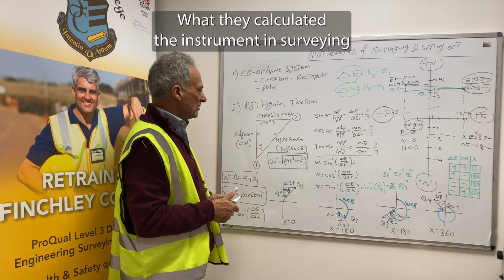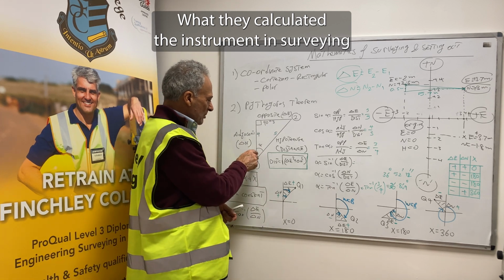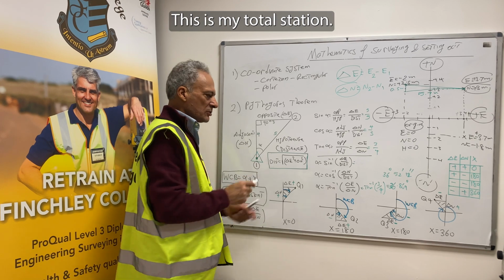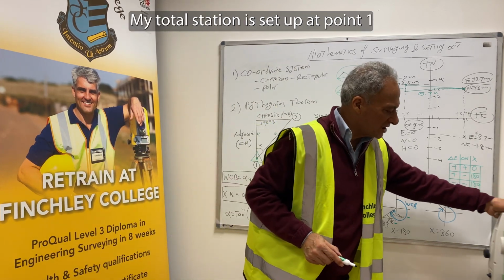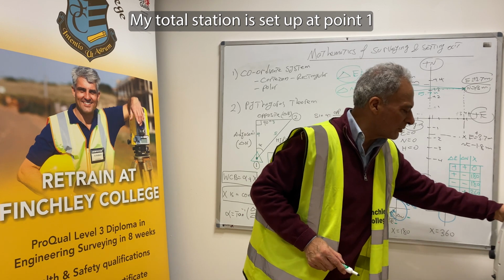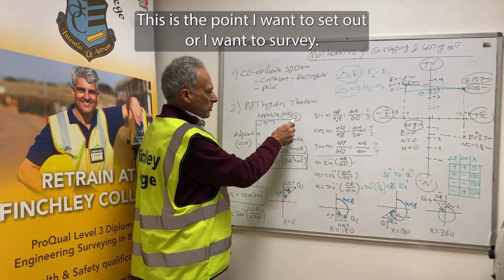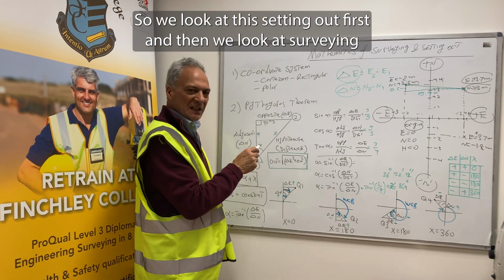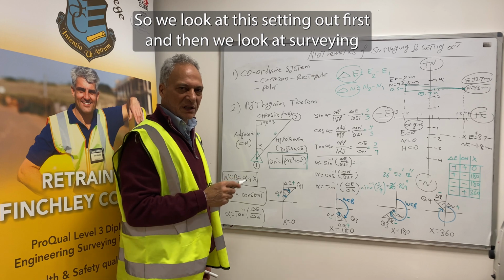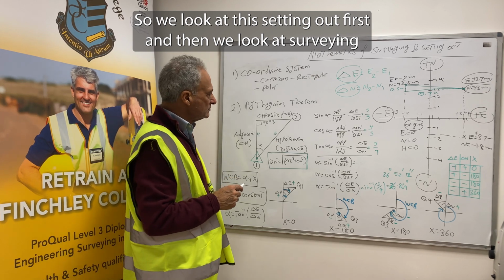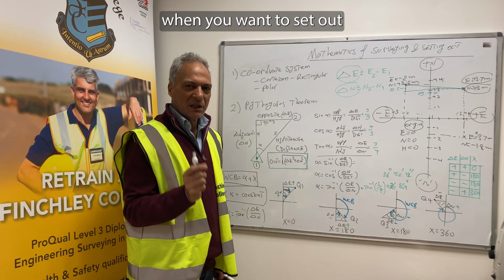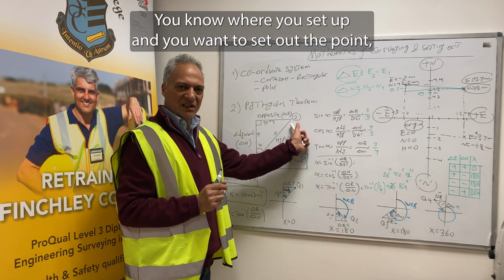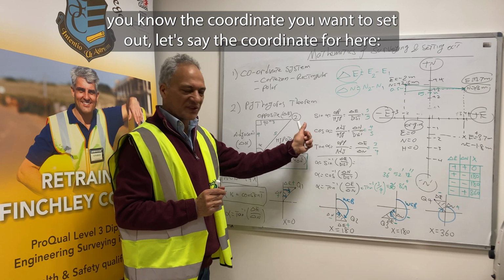Pythagoras calculated that if the instrument in surveying is always set up here at point number 1, this is my total station. My total station is set up at point number 1. This is the point I want to set out or I want to survey. So we look at the setting out first, and then we look at the surveying. When you want to set out, you have the coordinate for the instrument, you know where you set up, and you want to set out the point, you know the coordinate you want to set out.